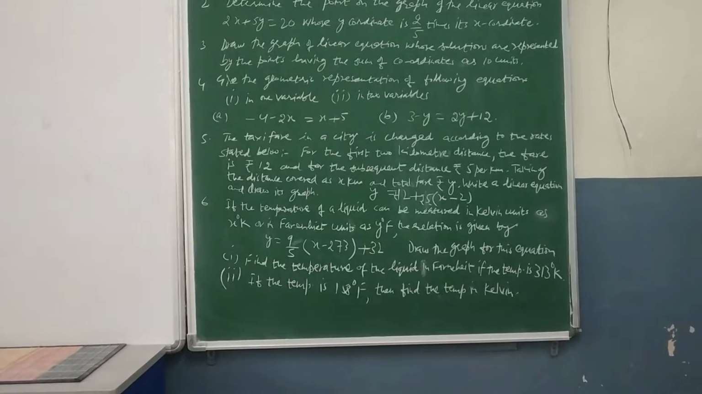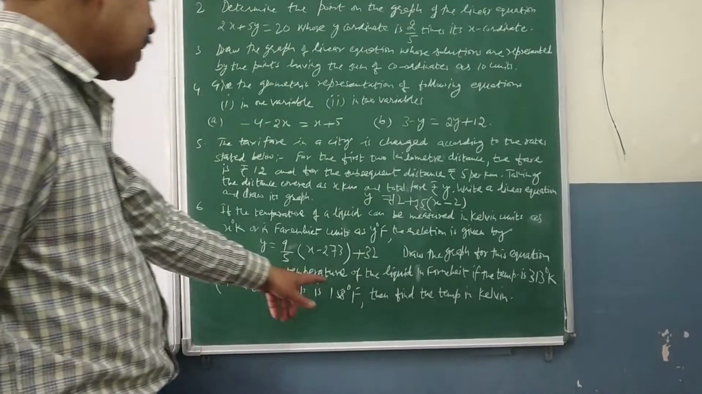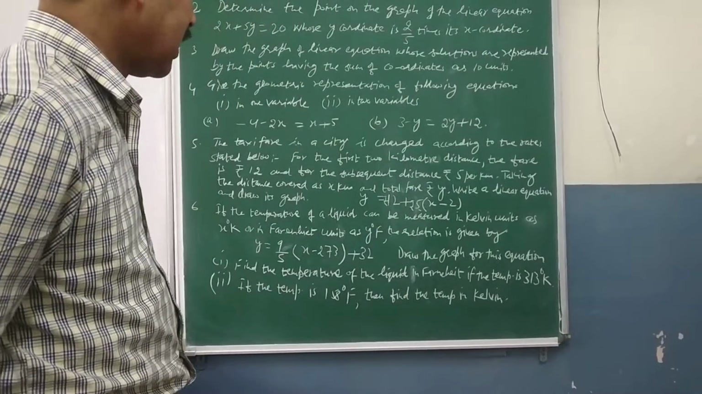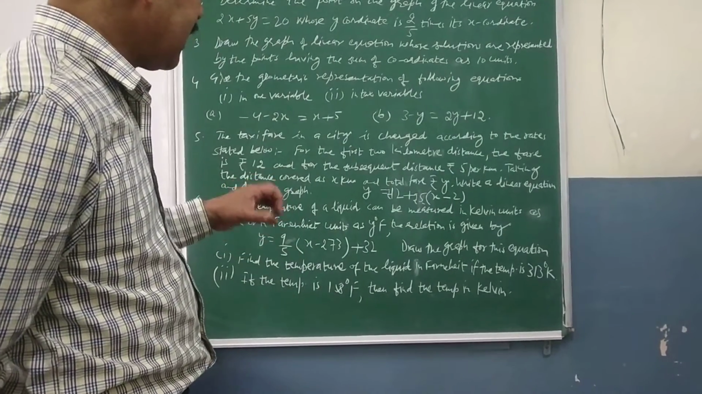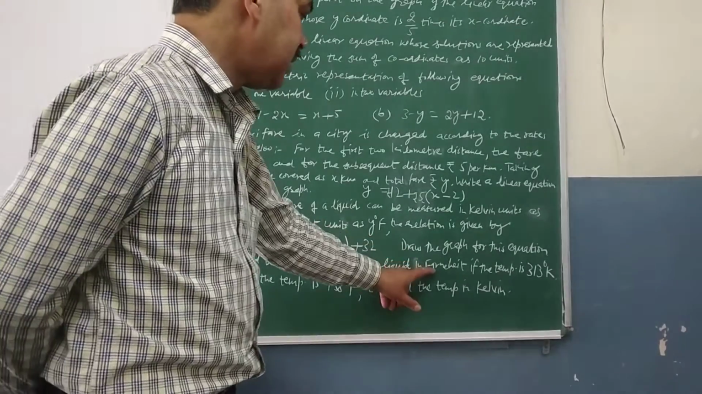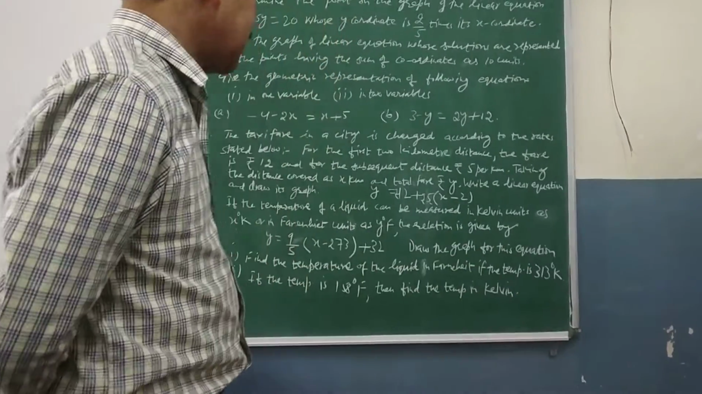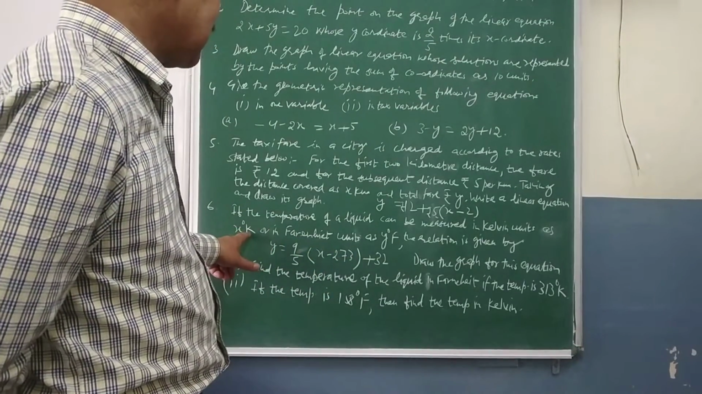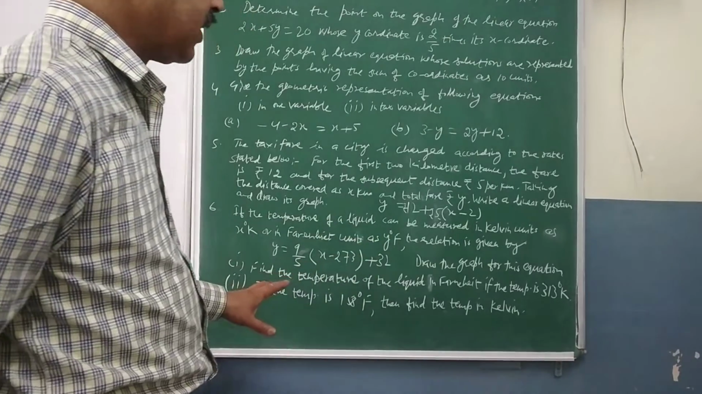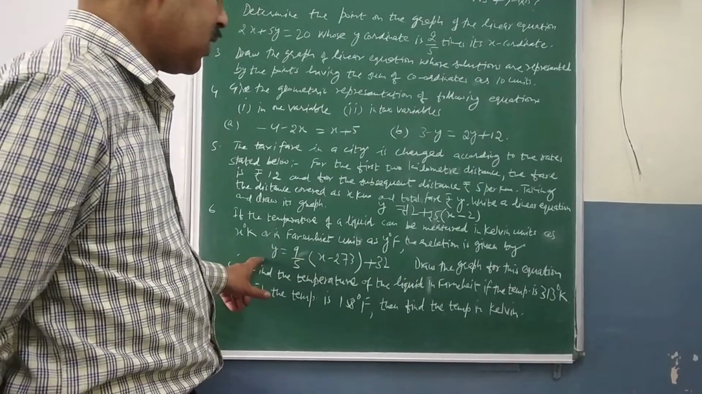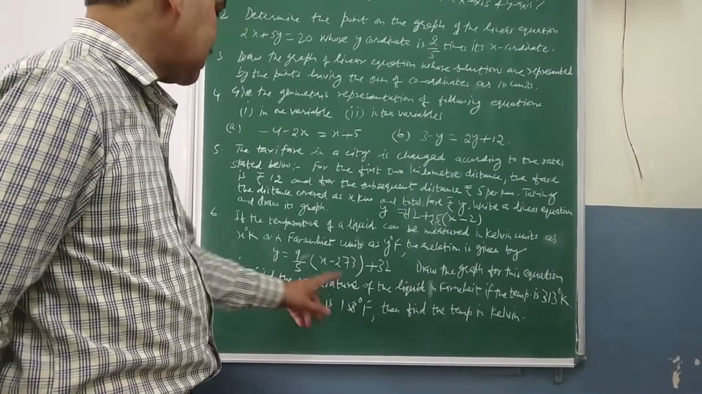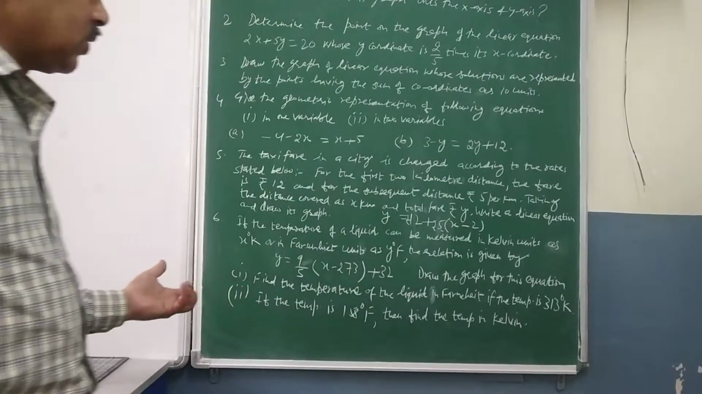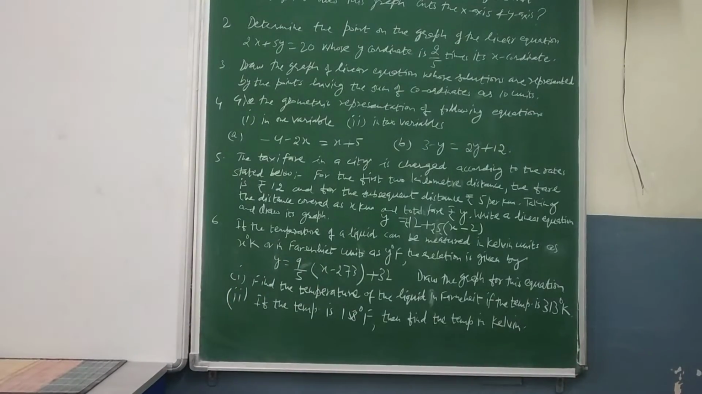And then you have to do algebraic calculations. Find the temperature of the liquid in Fahrenheit if the temperature is 313 degree Kelvin. So x is in Kelvin and y is in Fahrenheit. So x you can put here and y you can determine. Similarly in the next, y you can put here and x you can determine. That is simply the calculation, and need not be plotted on the graph.